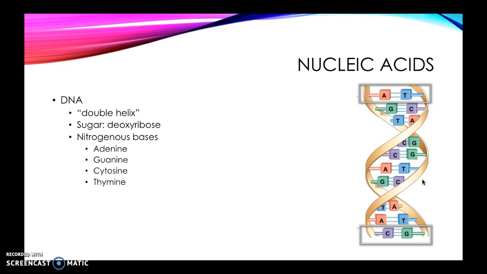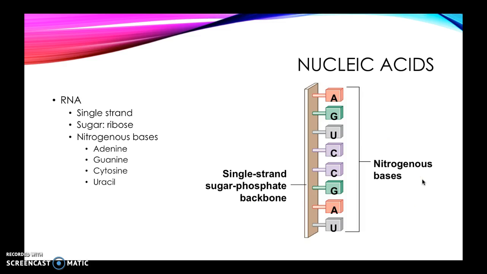For DNA, the sugar is deoxyribose. The possible nitrogenous bases are adenine, guanine, cytosine, and thymine. DNA has a double helix structure, meaning that it has 2 strands joined together and then twisted. For RNA, the sugar is ribose, and the possible nitrogenous bases are adenine, guanine, cytosine, and uracil. RNA is always single-stranded.